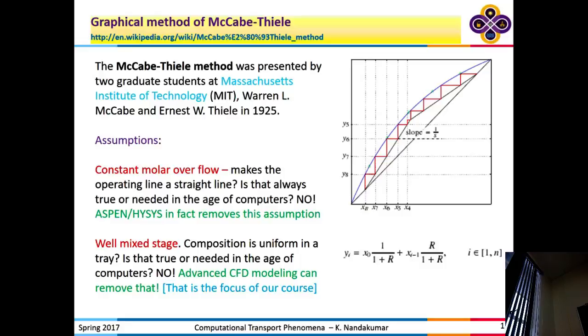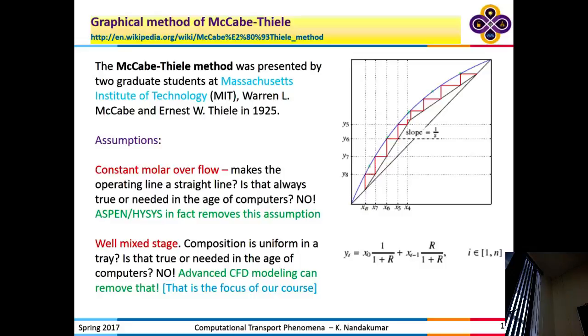Now, this assumption has been removed with the introduction of process simulators like Aspen and ISIS, because you can handle varying flow rate from tray to tray. Because of the things that we talked about, cooling and such increases the liquid flow rate, for example. So the operating lines need not be straight lines anymore as represented by this mass balance equation. It can actually be a curved one, but you cannot solve it analytically, you cannot solve it graphically. You need to use a computer for that. Aspen and ISIS will do that.